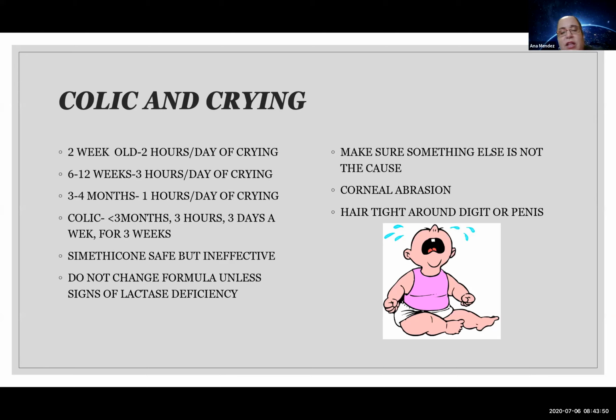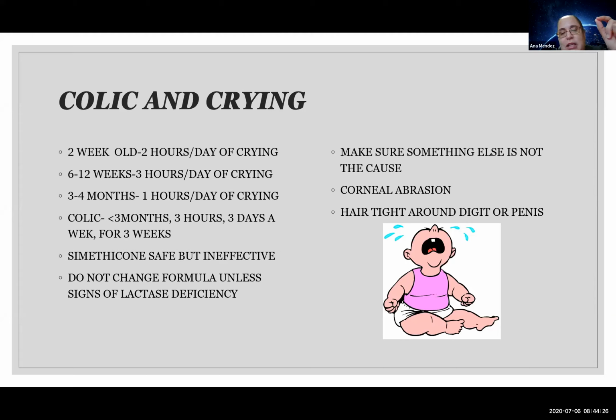As long as there's nothing else, you have to make sure there's nothing else wrong. Simethicone is safe but ineffective. I usually don't recommend it, but if a parent comes with it, I know that it's safe, so I will discuss with them how to use it. Do not change formula because kids have colic unless you have signs of lactase deficiency. In real life, the mothers bug you so much and it becomes such a problem so many times, we will change it, but never on your test.